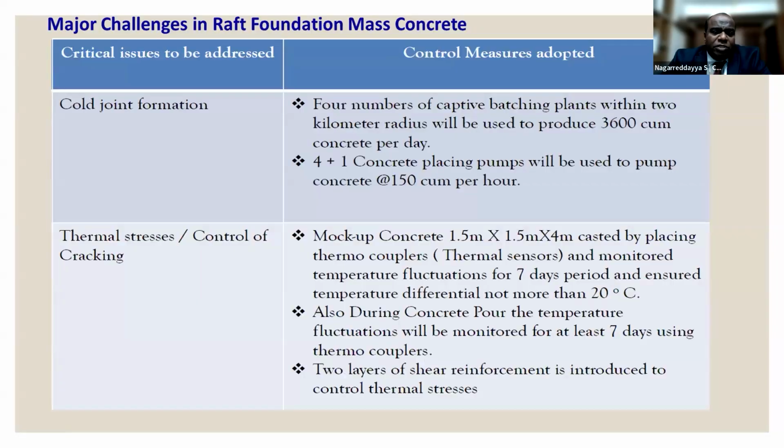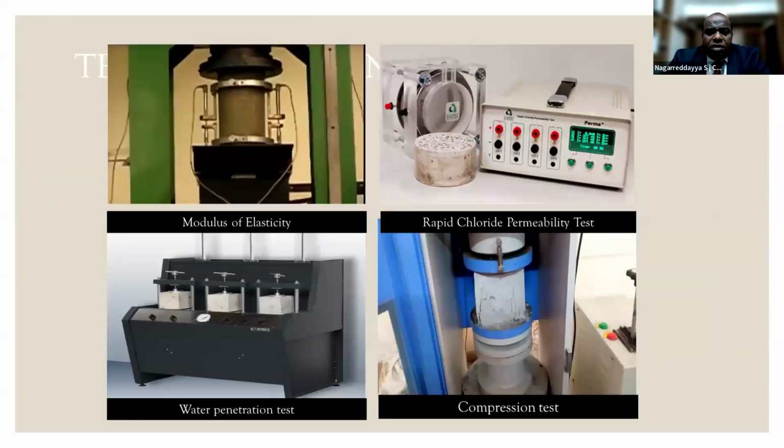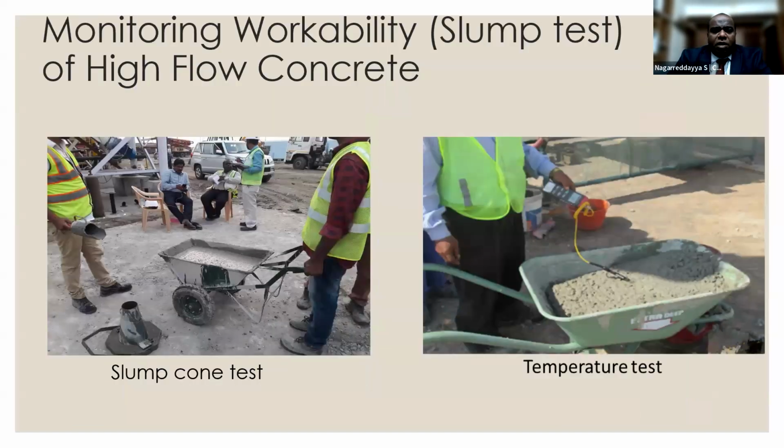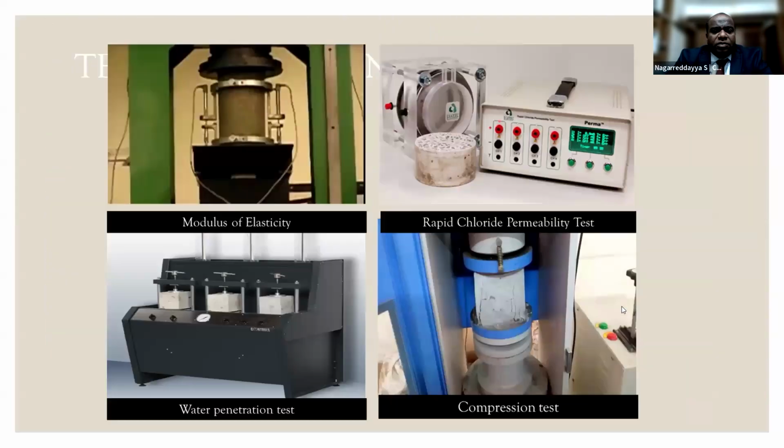The challenges in raft foundations are cold joint formation and thermal stresses. Both are taken care of by proper mix design. These are the tests conducted: compressive strength, water permeability, water absorption, ISAT, initial surface absorption, rapid chloride permeability. Monitoring the slump and temperature of each truck helps us avoid thermal cracks and ensures consistency of the concrete. These are a few photos of durability tests: modulus of elasticity, rapid chloride permeability, water penetration, compression tests.